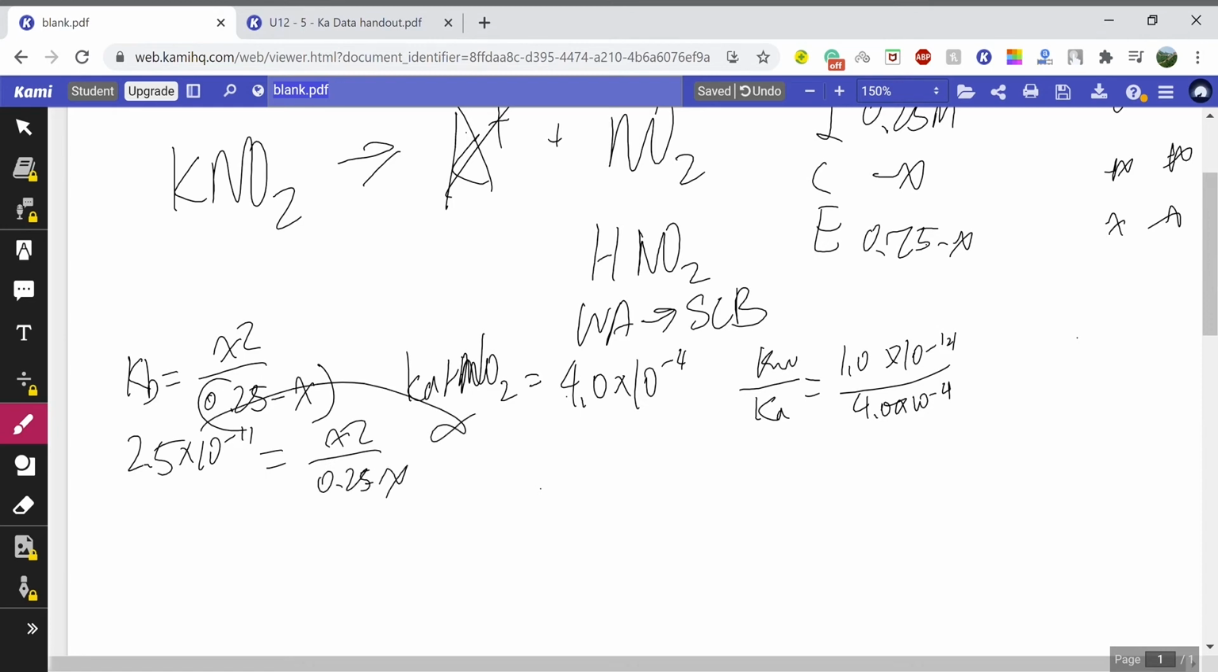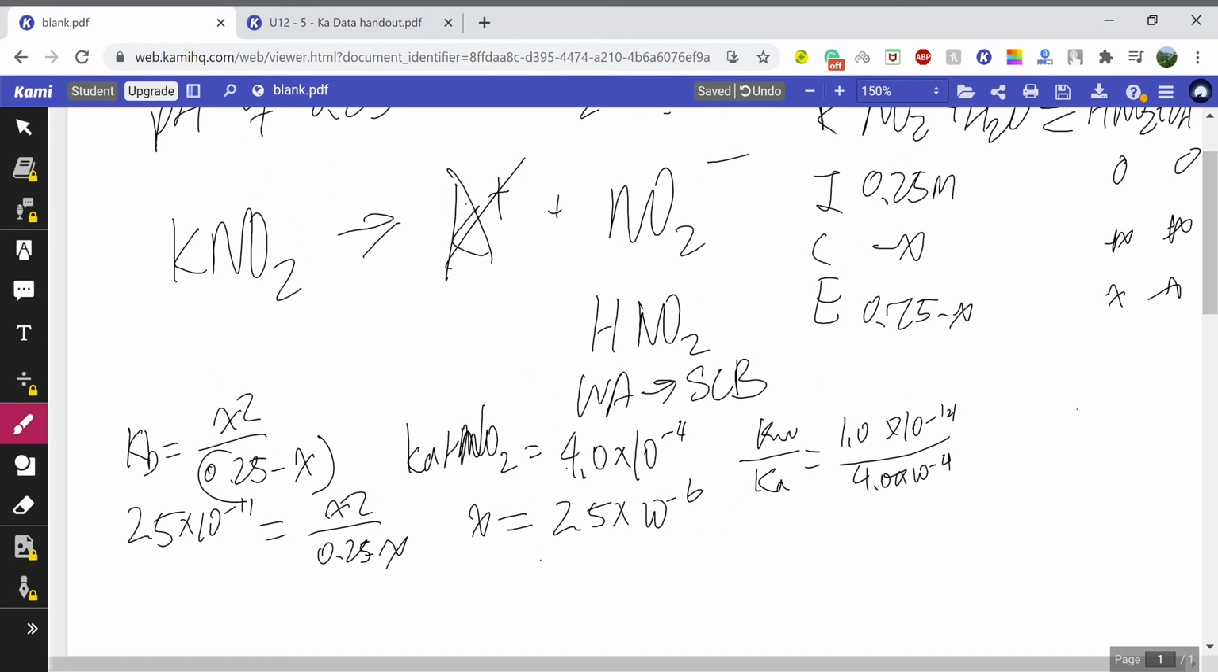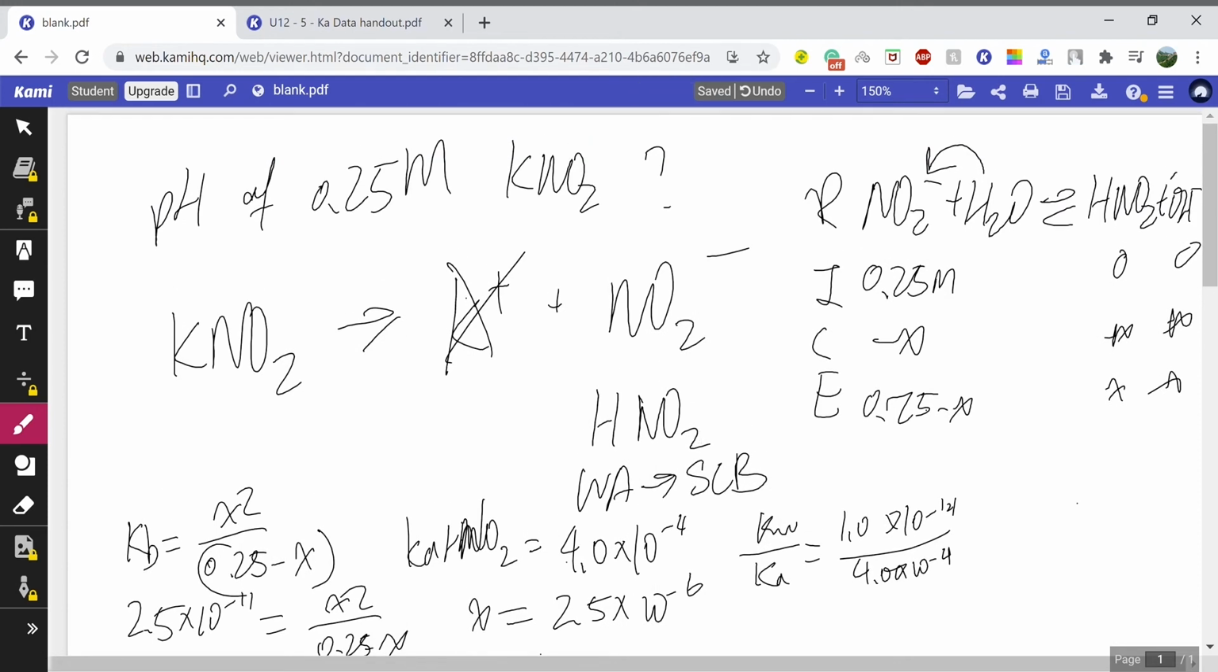You move this over here to make a y equals equation. So you do x squared divided by 0.25 minus x, minus 2.5 e to the negative 11th power, and you go to graph. From here, you can find the x value, which is x equals 2.5 times 10 to the negative 6. What is our x again? Our x is the concentration of OH.